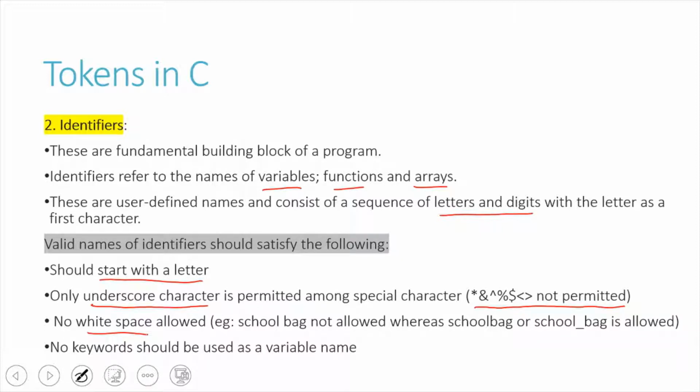For example, if you have a variable name called school bag, then you cannot have a space in between. This is not allowed. You can only have schoolbag together without any space, or school underscore bag. Then we are not allowed to use keywords as variable names.